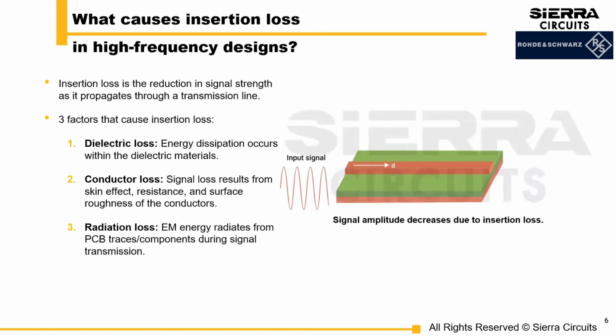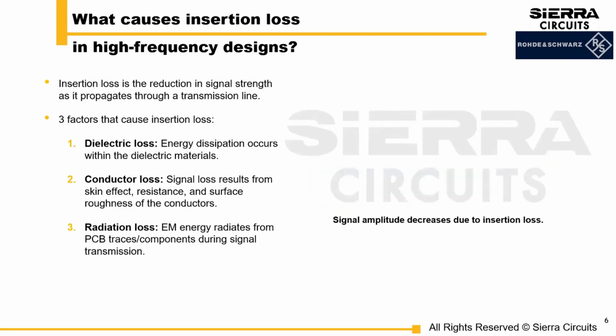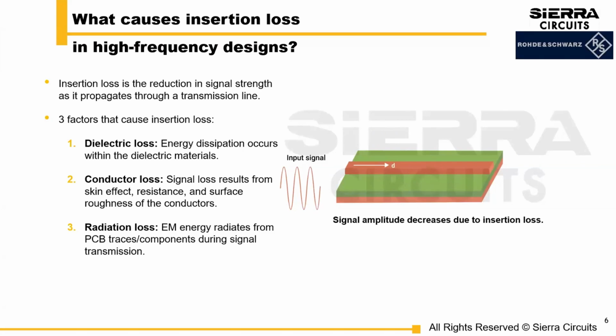So what causes insertion loss in high frequency designs? Insertion loss refers to the signal strength attenuation as it propagates through a transmission line, and the attenuation is caused by several factors. First is dielectric loss, where the energy is absorbed by the dielectric material. Next is conductor loss, which is mainly caused by the skin effect and trace resistance. The last one is radiation loss, where part of the signal energy escapes into the surrounding environment.